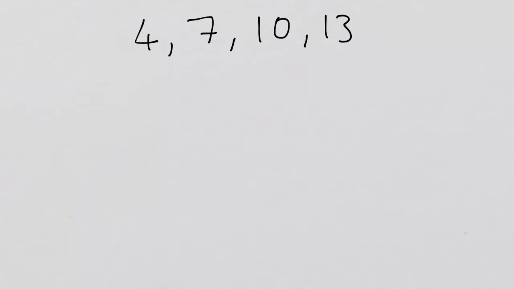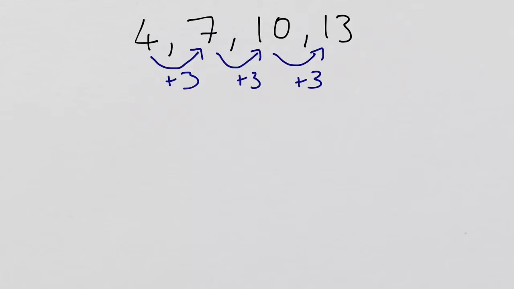To find the nth terms of sequences, we first have to spot what the numbers are going up or down in. So 3 to 7, I need to add 3, 7 to 10, I need to add 3, and 10 to 13, I need to add 3. So it's going up in threes, so it looks like the 3 times table. So we write down 3n. Now, the 3 times table starts with the number 3, but our sequence starts with number 4, so I need to add 1 to 3 to get it to 4.